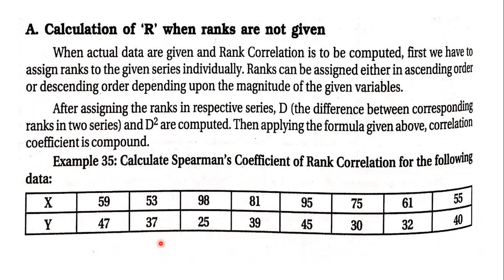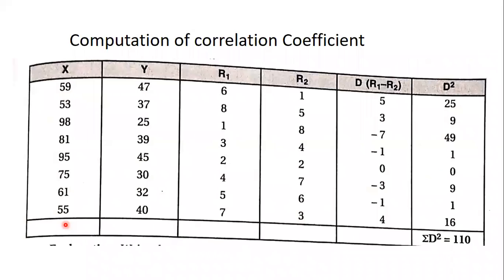Now in that, we solved the first problem. So we have the data of X as well as Y. They have given the data here. X is an independent variable, Y is a dependent variable. Coming to the tabular calculations, computation of correlation coefficient, or you can write the heading as computation of Spearman's correlation coefficient. That can also be written here.